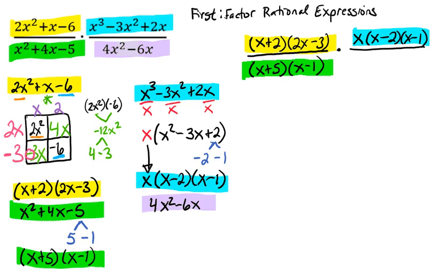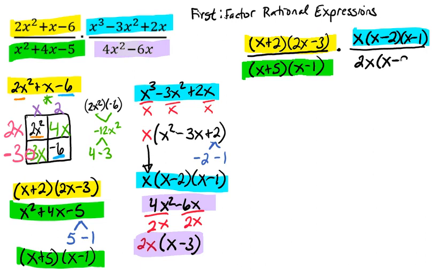So as we look at 4x squared minus 6x, we actually see that they have a couple things in common. We can take out a 2 and an x from both of these. So if we take out a 2 and an x, we are then left with x minus 3. And we see that that can't go any lower. So that is now completely factored. And we're going to put that over here in our denominator spot.